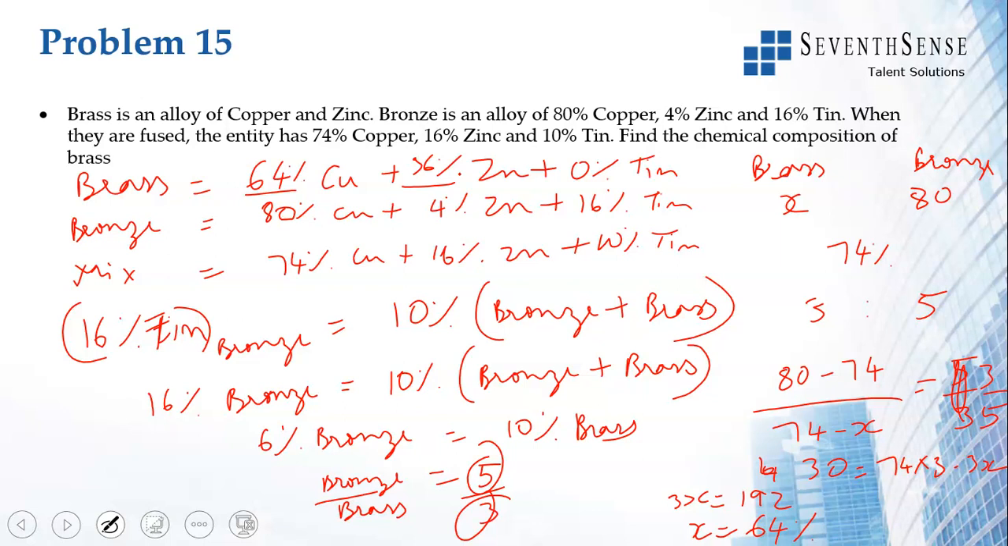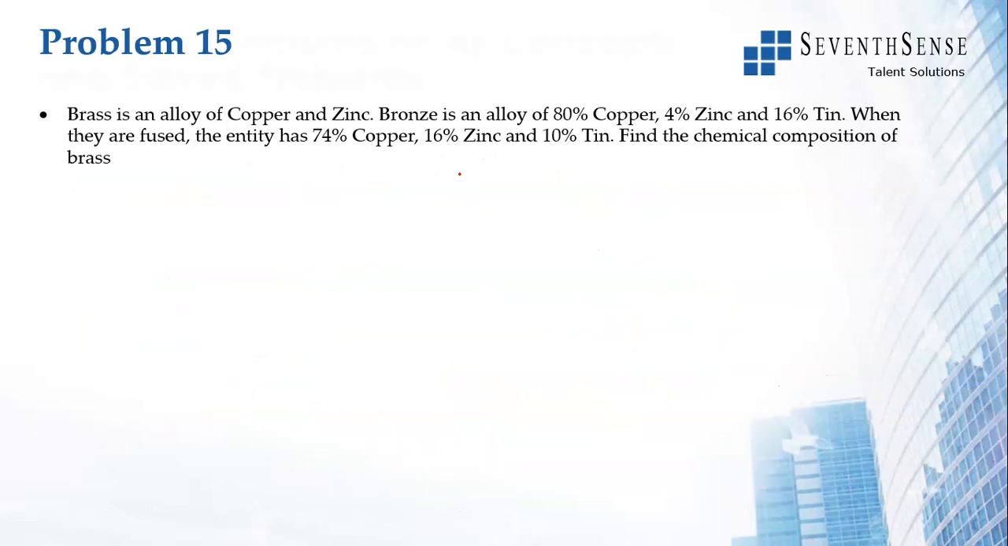Then I see at what ratio they are mixing. The initial composition of copper in brass, I don't know, so I made that X. Composition of copper in bronze, I kept that as 80. And the resultant mixture has 74%. And the ratio is given as 3:5. So I calculated and got X as 64, which means X is the copper composition in brass. So X is 64, zinc is 100 minus 64 because tin is 0. And we get the chemical composition of these two entities.